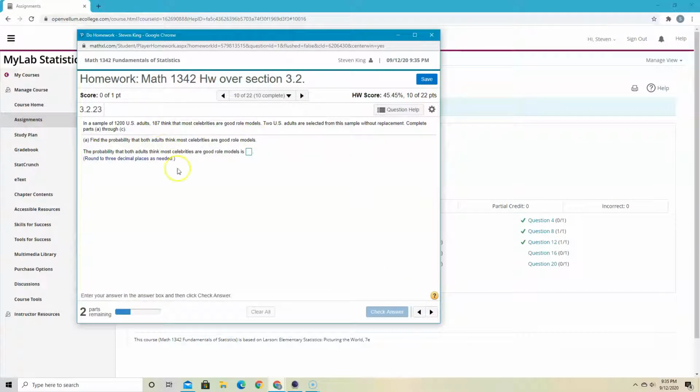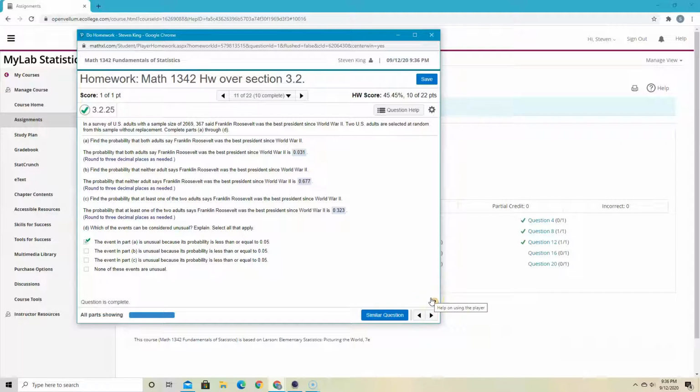Number 10 is very similar to that problem. Instead of 2,069 in the sample survey, it's 1,200. Instead of talking about the president, FDR, they talk about whether people think most celebrities are good role models. And now they ask you questions exactly like before. So that was number 11. Next, I'd like to help you with number 12.